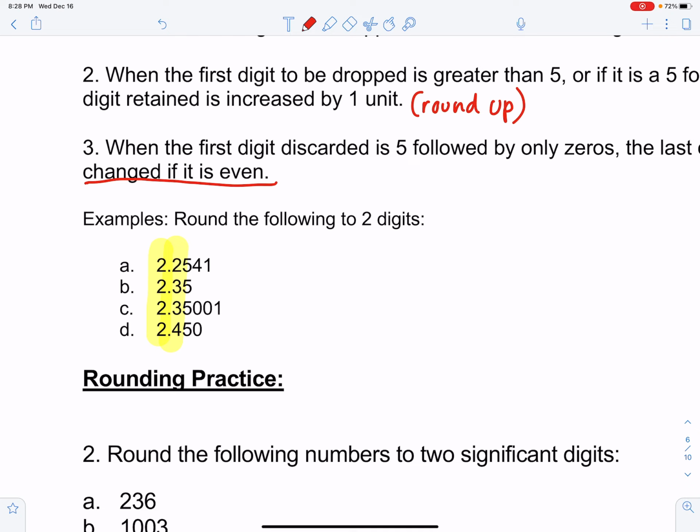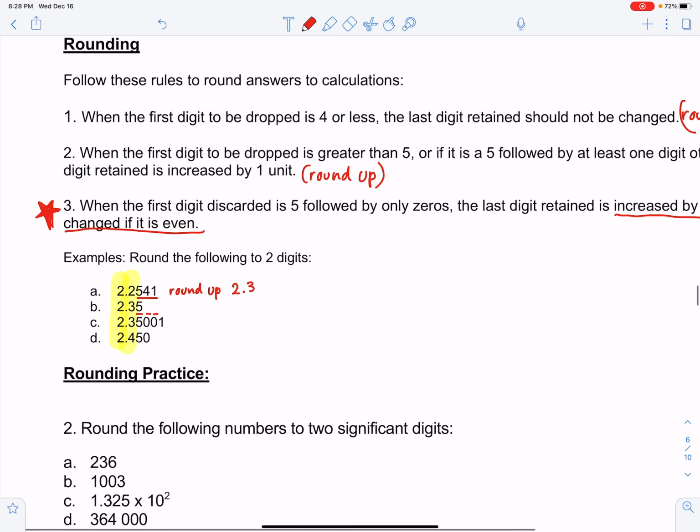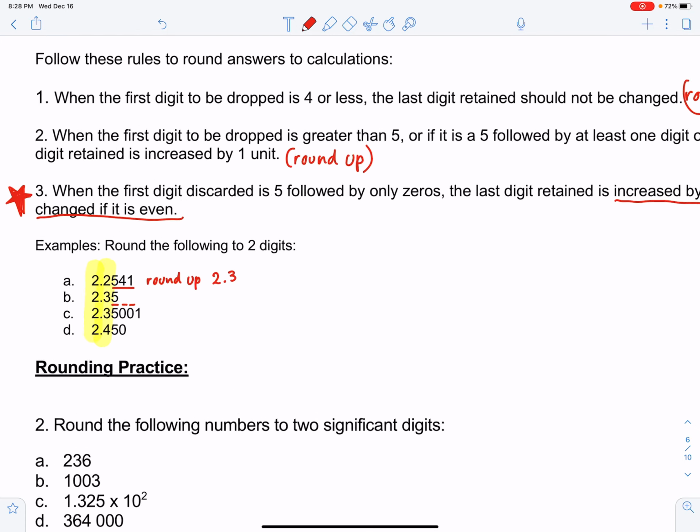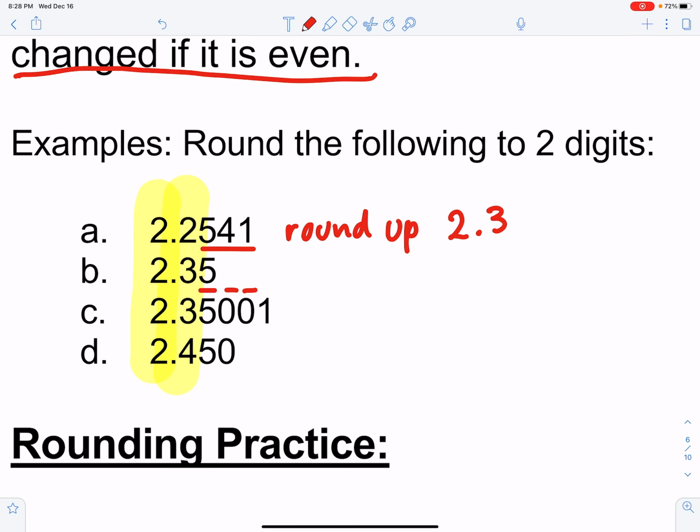So in this case, the numbers that we're dropping are 541, and 541 is greater than 5, so we're going to round up. It becomes 2.3. In part B, we're left with 5, but nothing after it. If it's 5 with nothing after it, then we look at rule number 3, which states that when the first digit discarded is 5, followed by only zeros or nothing, it's increased by 1 if it's odd, but not changed if it's even. So because the number in front of it is odd, 3 is an odd number, we must round up. So this becomes 2.4. Okay, and this was that special case number 3.